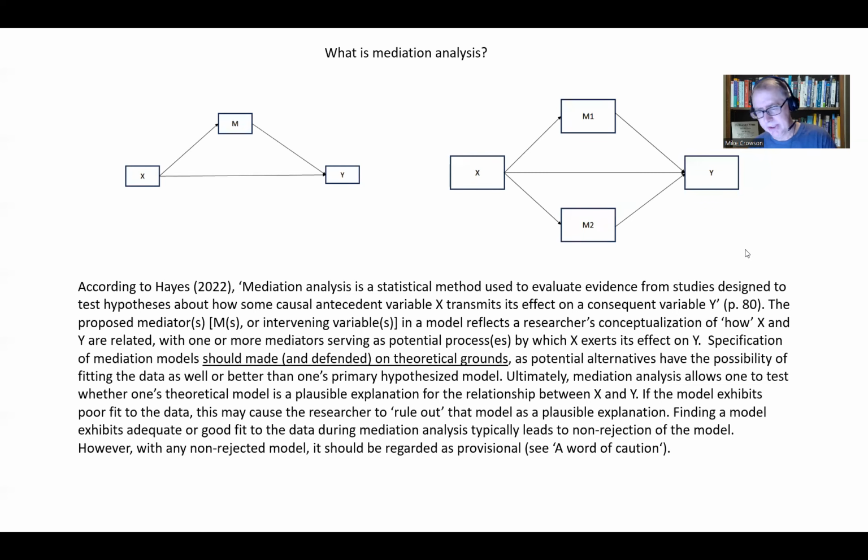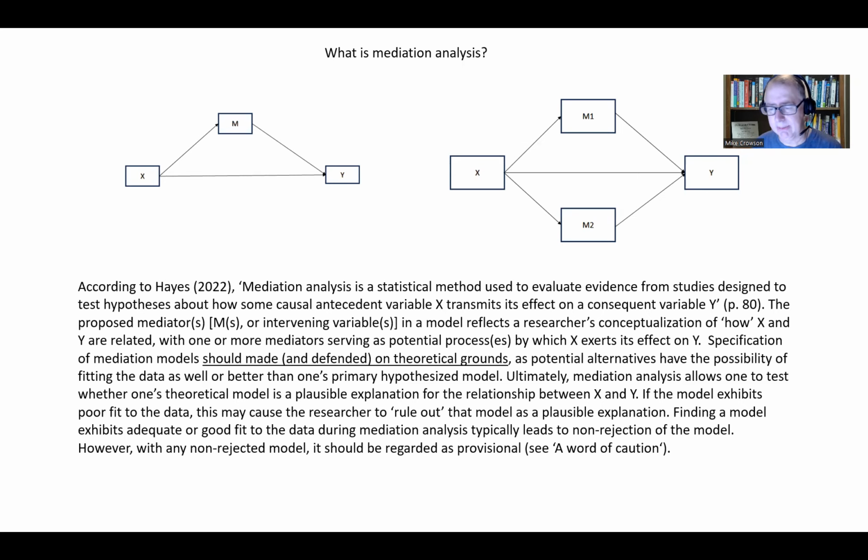So briefly, what is mediation analysis? Basically, citing Hayes right here, we can say that mediation analysis is a statistical method that's used to evaluate evidence from studies that are designed to test hypotheses about how some causal antecedent variable X transmits its effect on a consequent variable Y. So the basic idea with these types of models is that we're assuming that X and Y are related to each other causally, where X would be a cause of Y. However, the influence of X on Y may be transmitted through intervening variables. And those intervening variables are called mediators.